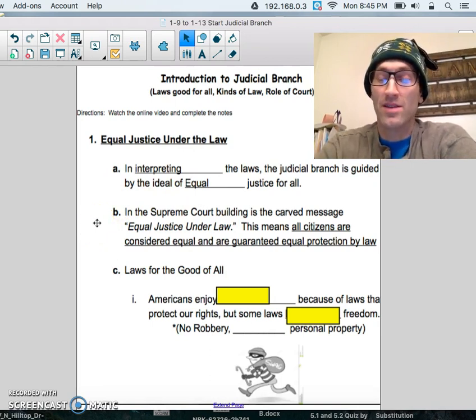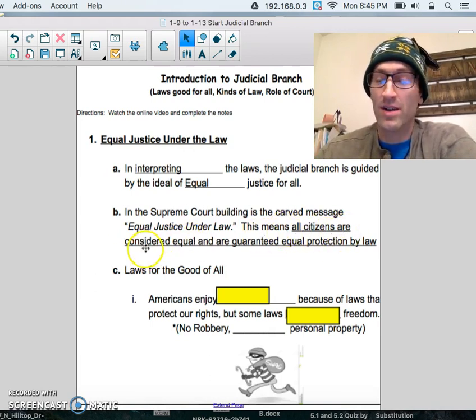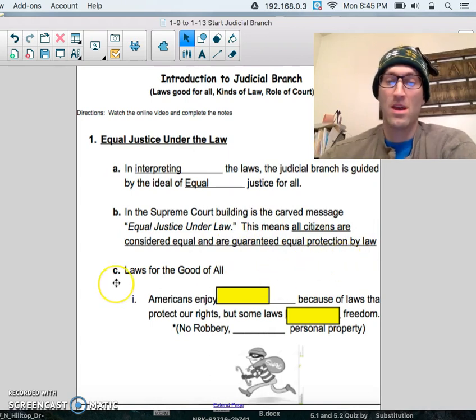Part B, in the Supreme Court building itself is carved a really important message called equal justice under the law. What does this mean? This means that all citizens, and I would highlight this, are considered equal and guaranteed equal protection by law. We will be coming back to this phrase, equal protection by law, later on.